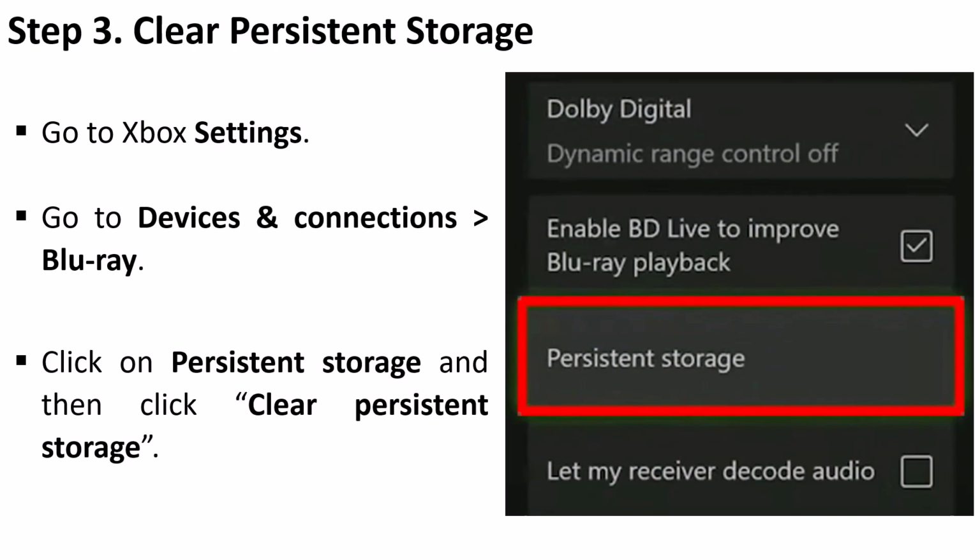Step 3 is to clear persistent storage. So go to the Xbox settings, go to Devices and Connections, Blu-ray, then click on Persistent Storage and then click on Clear Persistent Storage. Now if you don't see this option in your Xbox console, then skip this step.